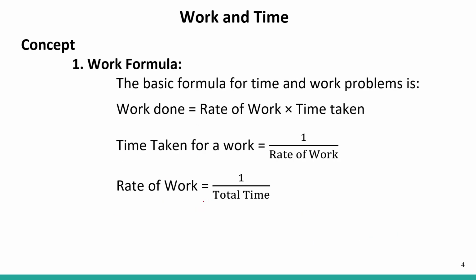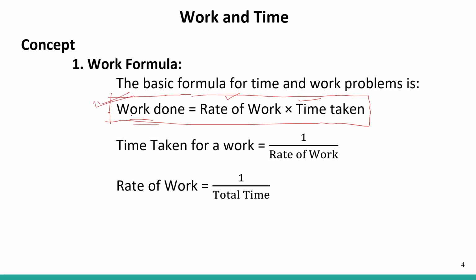Let's see what the work formula is. The basic formula for time and work problems is: work done is equal to rate of work into time taken. This is the formula that you need to remember and master, as it will be used very often in this chapter. Time taken for a work is equal to 1 by rate of work. This is the second formula.